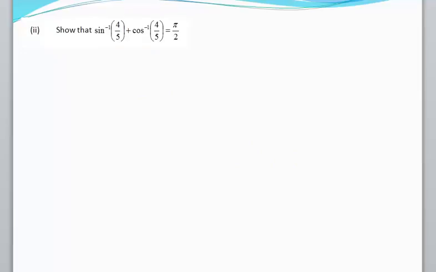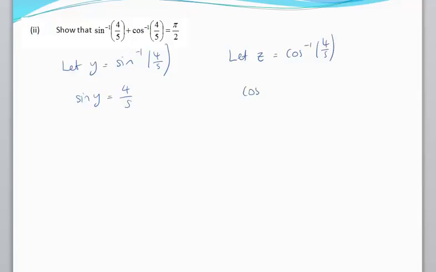For our next example, we want to show that our inverse sine of 4 on 5 plus our inverse cosine of 4 on 5 is equal to pi on 2. So we're going to say let y equal our inverse sine of 4 on 5. We move our sine over: sine of y is equal to 4 on 5. Our second part is our inverse cosine, so we say let z equal our inverse cosine of 4 on 5. We move our cosine over: cosine of z is equal to 4 on 5.